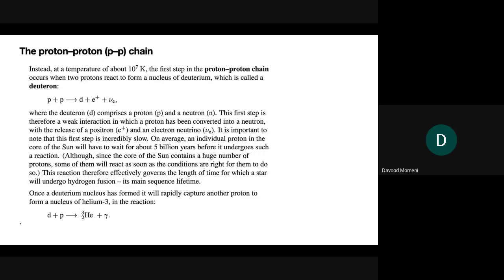Electron neutrino, or neutrino of electron, is exactly like electron. Just the problem is that it doesn't have mass. Do you know any other particle which is without mass? Do you remember any? Photon, huh? Photon doesn't have mass.